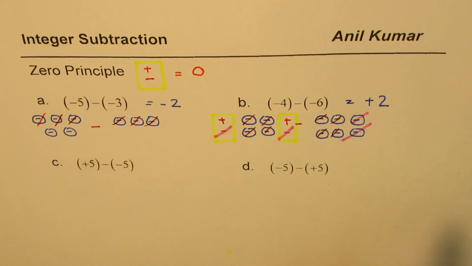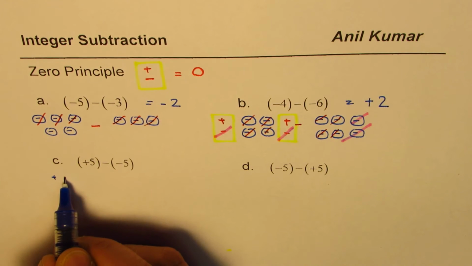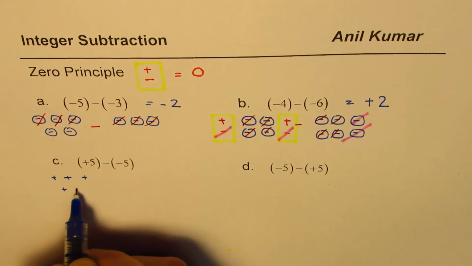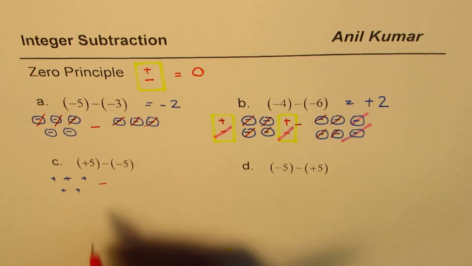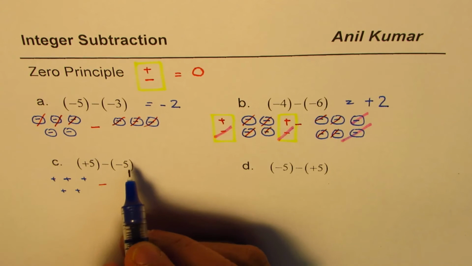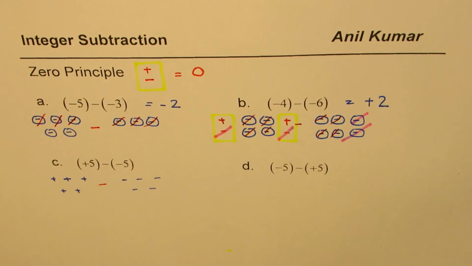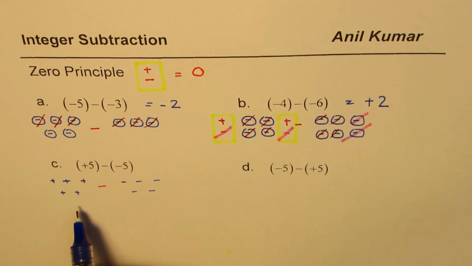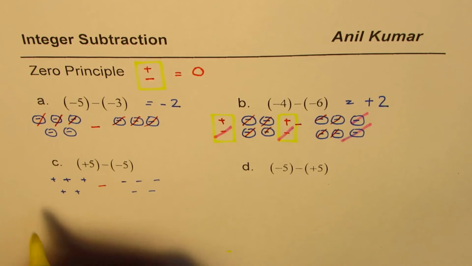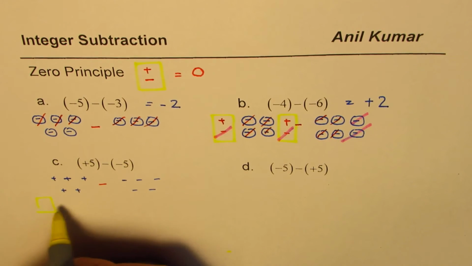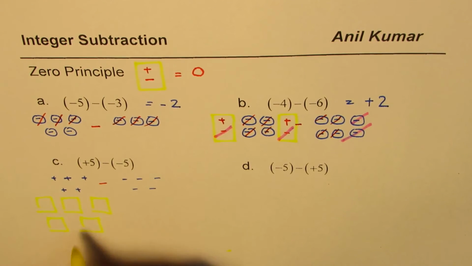Okay, let's practice. So here there are 2 very interesting questions. Plus 5 means, let me write like this also, right? It's not necessary to make circles. And from these 5, we have to take away 5 negatives. Okay, 1, 2, 3, 4, 5. However, we do not have any negative here. What can I do? Well, I can make 5 zeros. Okay, so let's do that. So I have 5 zeros now. 1, 2, 3, 4, and 5.